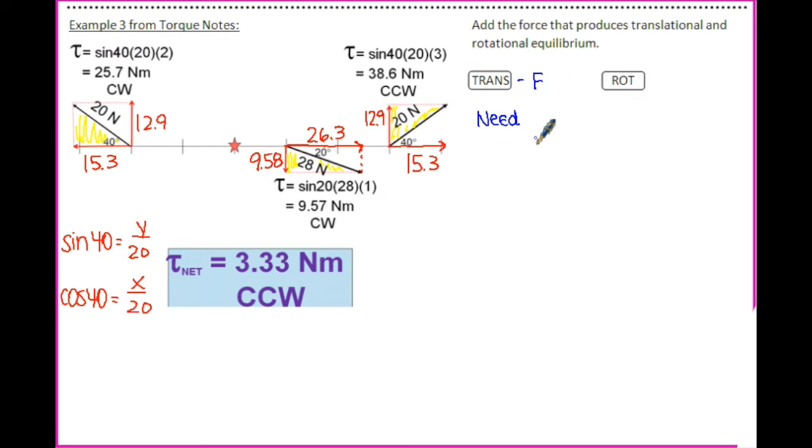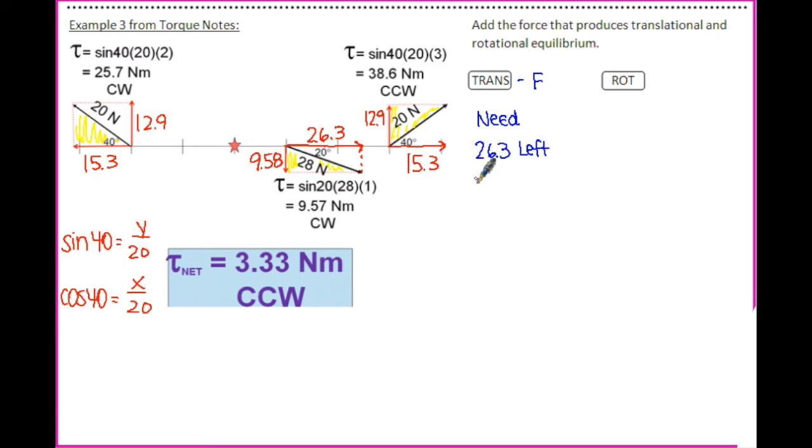Okay, let's figure out what forces I need to make this balanced. Well, I'm going to look at my left and right first. Last time I didn't have to do this. You can tell I've got 15.3 to the left. Well, look here. I have 15.3 to the right, so that cancels out. I have 26.3 to the right, so I'm going to need another 26.3 to the left to cancel that out.